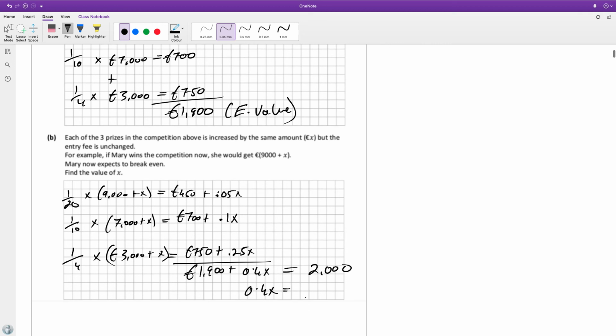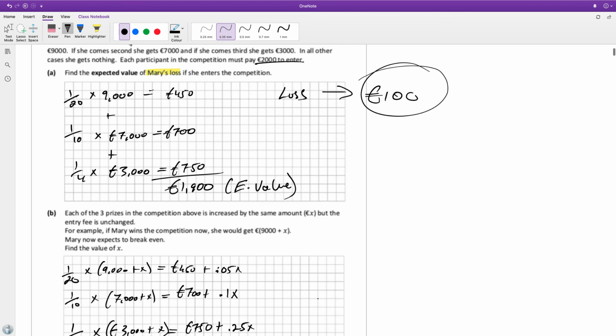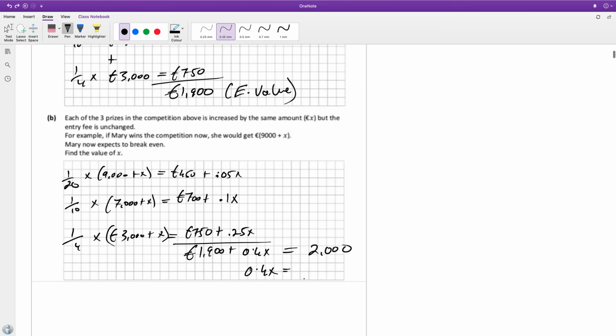Leave that equal to 2,000. 0.4x is equal to, not minus, plus 100. Divide 100 by 0.4. X is equal to 250. You happy with that? Good stuff.